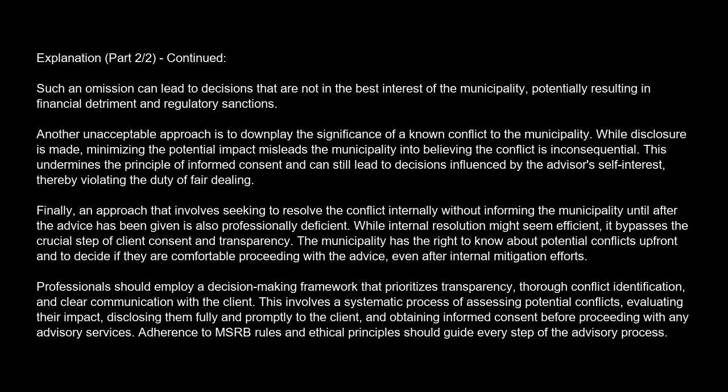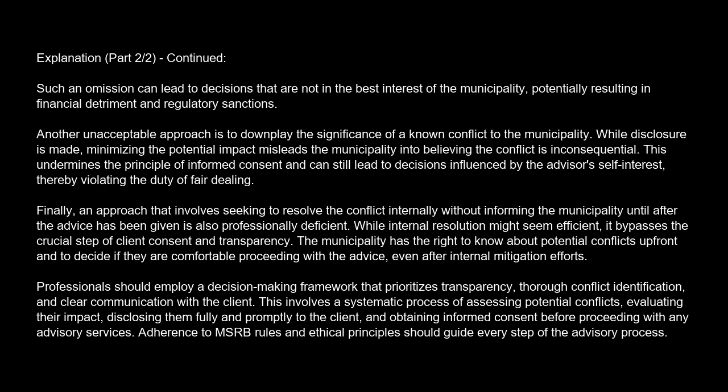Another unacceptable approach is to downplay the significance of a known conflict to the municipality. While disclosure is made, minimizing the potential impact misleads the municipality into believing the conflict is inconsequential. This undermines the principle of informed consent and can still lead to decisions influenced by the advisor's self-interest, thereby violating the duty of fair dealing.